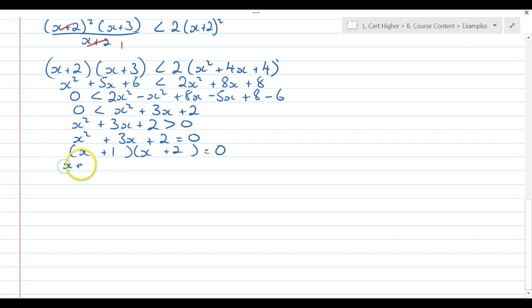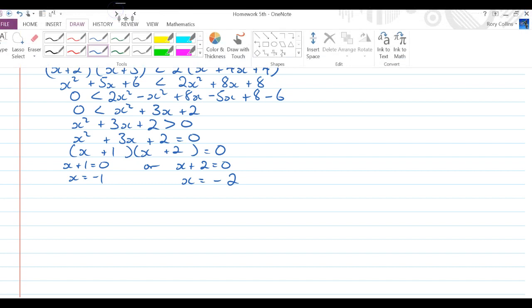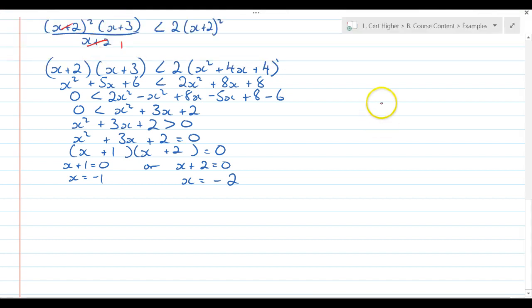So that gives me x plus 1 equals 0, therefore x equals minus 1, or x plus 2 equals 0, therefore x equals minus 2. So we now have the two roots of this equation, also known as the critical points of the inequality.